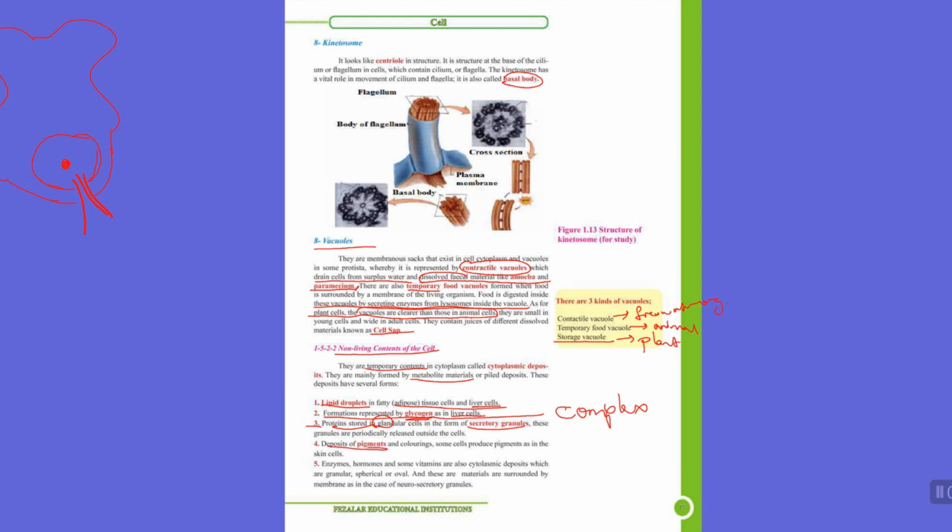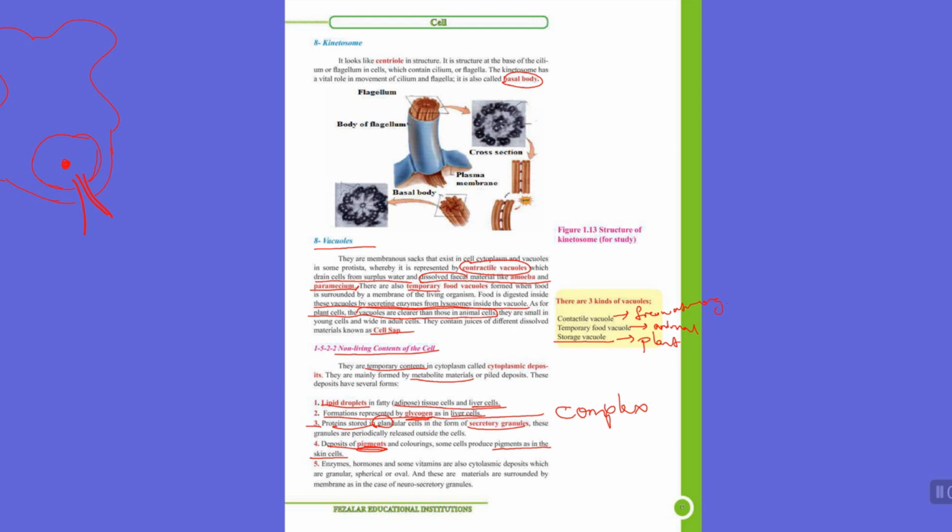Deposits of pigments: we remember pigments are colorful substances used for coloring. Some cells produce pigments, as in the skin cells. Skin cells have melanocytes, and they contain melanin pigment. So more pigment means a darker skin color, less pigment means less darkness in the skin of organisms. The color depends on the amount of pigment stored in these cells.